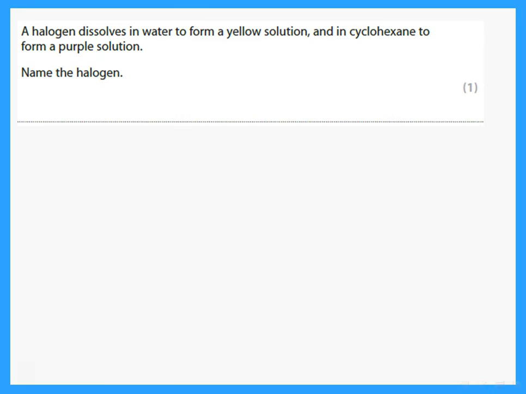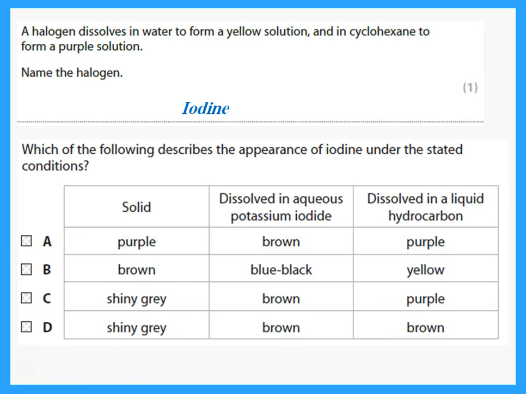A halogen dissolves in water to form a yellow solution and in cyclohexane to form purple. Which one did we say does that? Iodine. You have to remember that. Which of the following describes the appearance of iodine under the stated conditions? So he's talking about iodine.